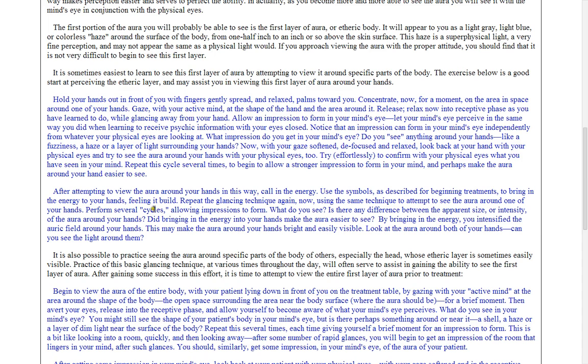After attempting to view the aura around your hands in this way, call in the energy. I call light to my being now. Pure white light, I am that I am. I invoke you from within. May you assist me in this healing today, here, now, and present. I call light to my beingness now.